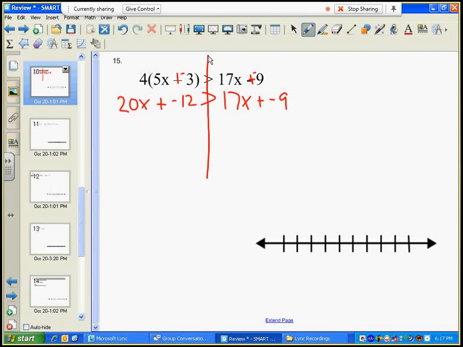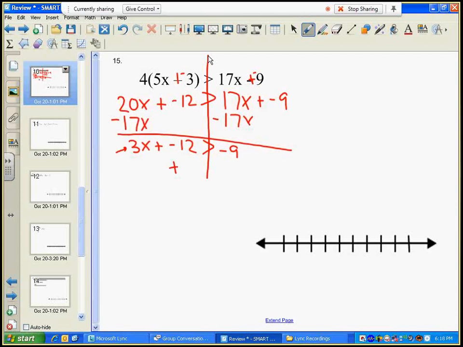I want them on the same side, so let's find the one with the smaller coefficient. That's 17x, and let's get rid of him. So let's subtract 17x from both sides. And I'm going to end up with 3x plus negative 12 is greater than negative 9. Remember, I subtracted my smaller one because I wanted to end up with a positive coefficient right here. It makes life easier for me, so I don't have to worry about flipping.